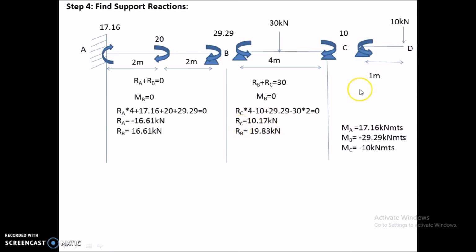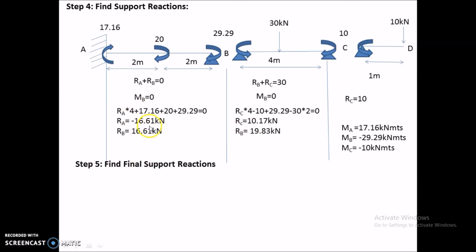Now coming to this final span CD, here by applying sigma Fy, there are only two forces, that is RC and minus 10. So RC minus 10 is equal to 0, so RC will be equal to 10 kilonewtons. Now the next step is to find the final support reactions. We will get these final support reactions by adding these values.